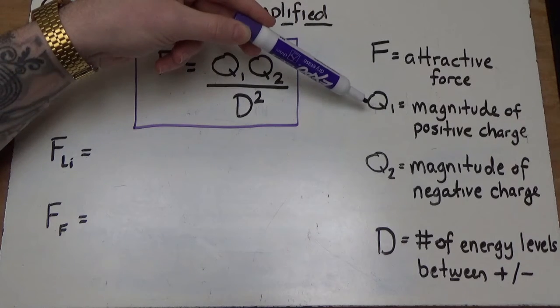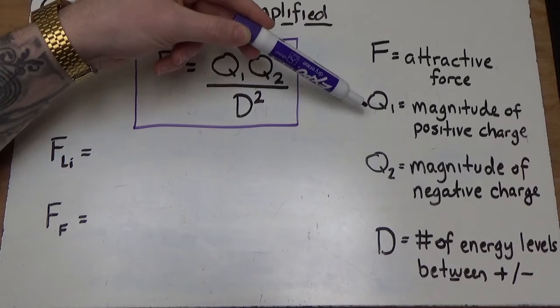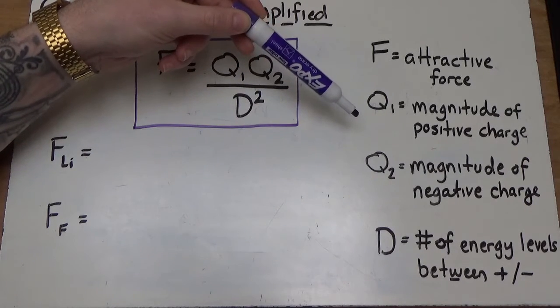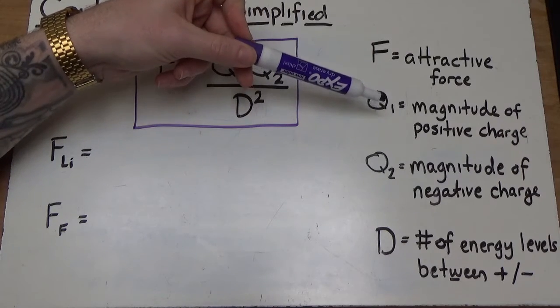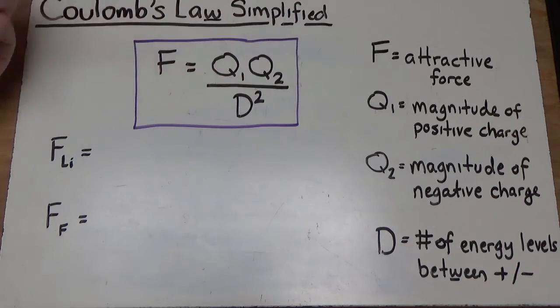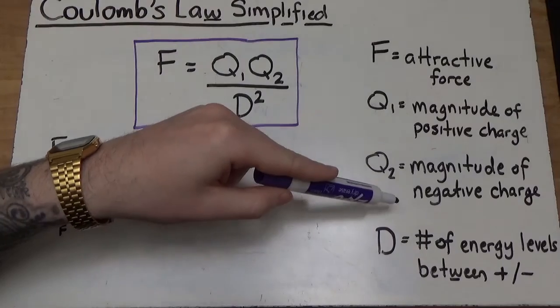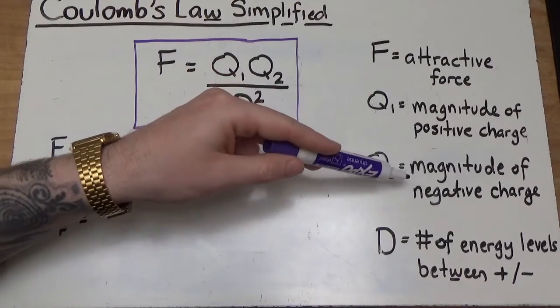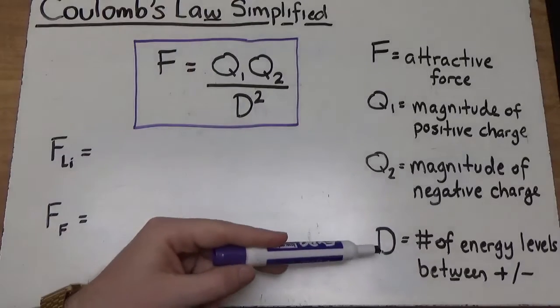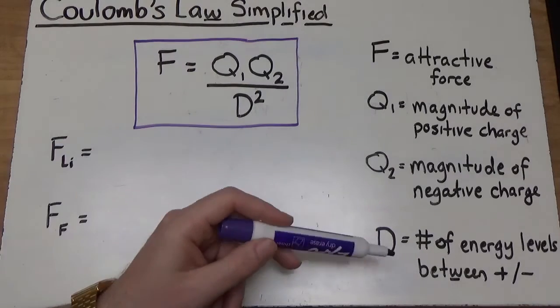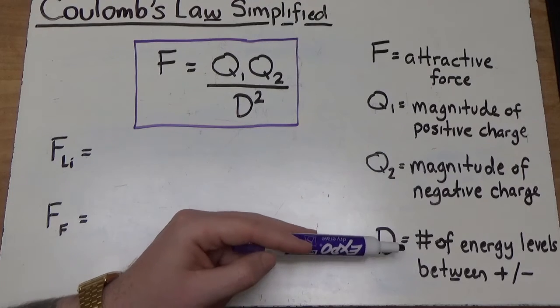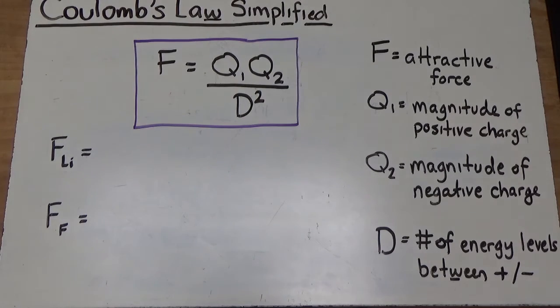Q1 is the magnitude of that positive charge. So magnitude here means absolute value. Positive charges are already positive, so we can just report the number, right? If the positive charge is 2, we're going to write 2 for Q1. Q2 is the magnitude of the negative charge. So we're going to write all these numbers with no negative sign because magnitude means absolute value. Then finally, D, distance, is the number of energy levels between the positive and negative charges.